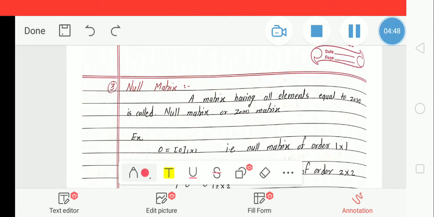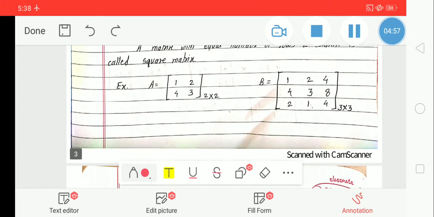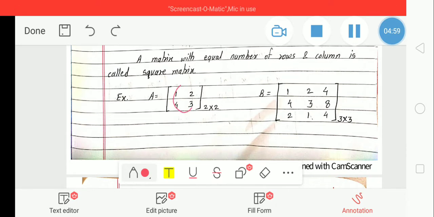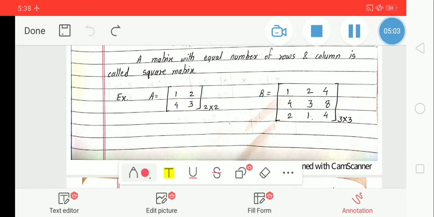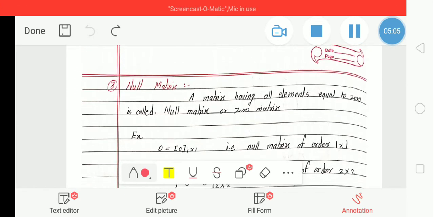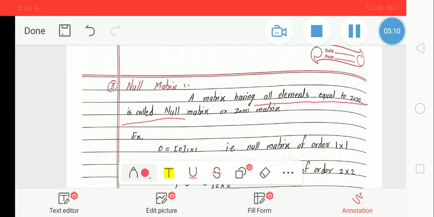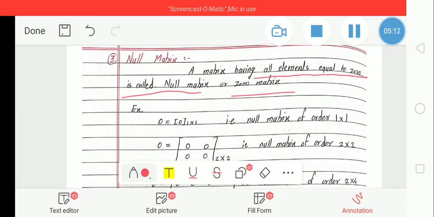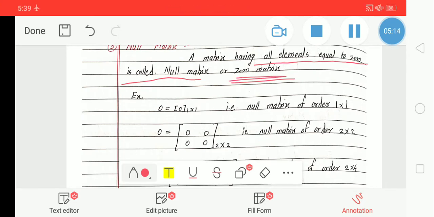Now third, null matrix. In this matrix all elements are 0. All elements have value 0, which means these 4 elements are 0, then this matrix is called a null matrix. So a matrix having all elements equal to 0 is called a null matrix or zero matrix. We can also call it a zero matrix.